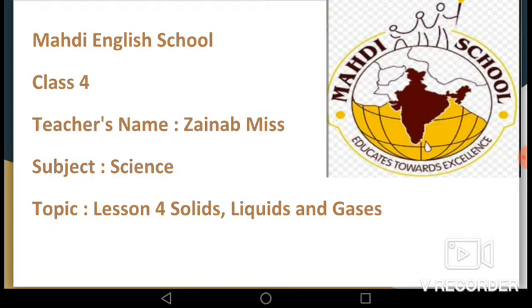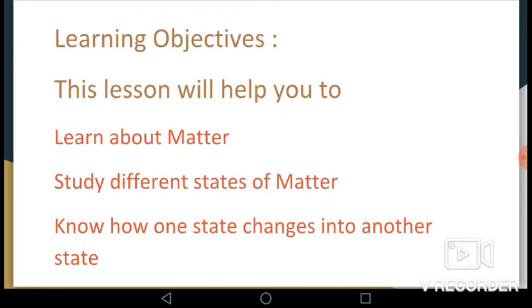I am your science teacher, and today we will do a short revision of lesson 4 and then solve the exercise of lesson 4. Before starting the lecture, let me tell you the learning objectives of today's lecture. This lesson will help you to learn about matter, to study different states of matter, and to know how one state changes into another state.